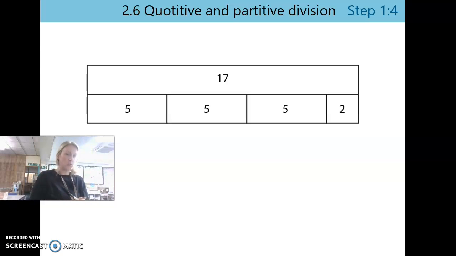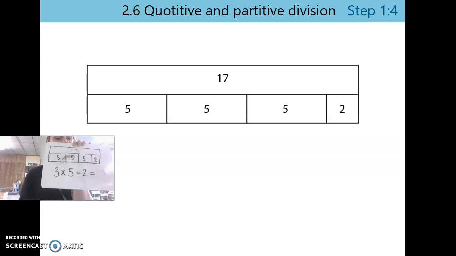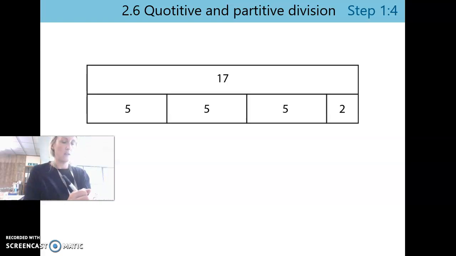Now I want you to write that as a multiplication sentence. So we've got 3 groups of 5. That's giving you a bit of a clue. 3 groups of 5. 3 groups, 3 times 5. And then how many have you got as your remainder? Got a remainder of 2, don't you? 3 groups of 5. 3 times 5 with a remainder of 2 equals 17.